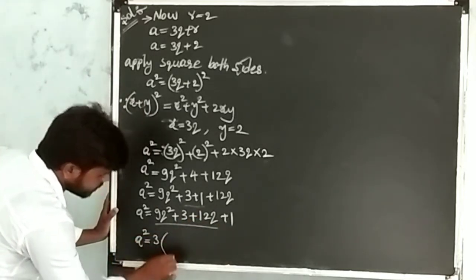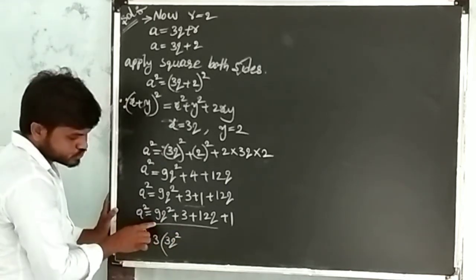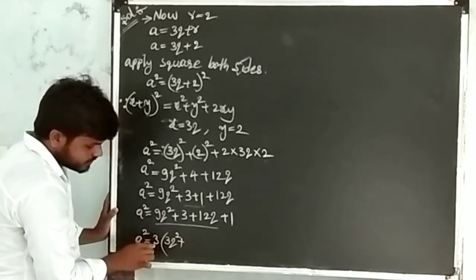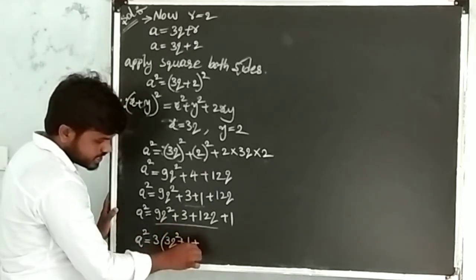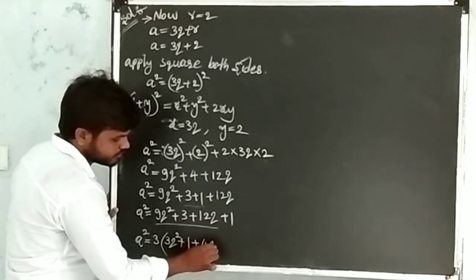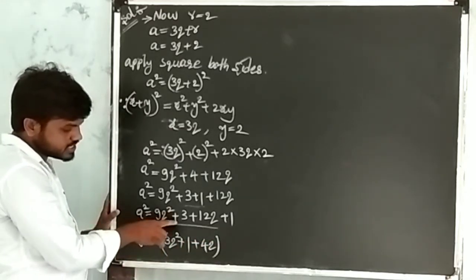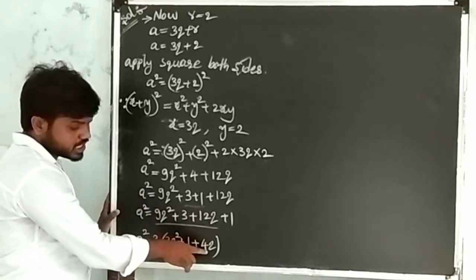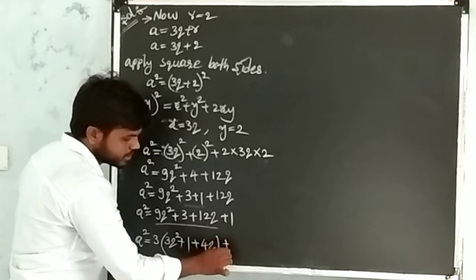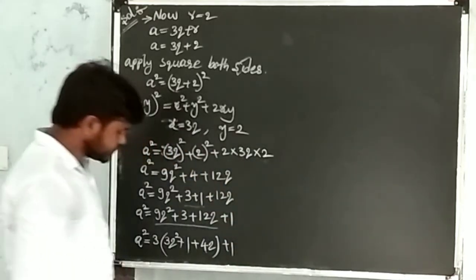See, when I take 3 outside, here what is left? 3q square left, plus here 1 left, plus here how much is left? 4q left, since in 12q, when I take 3 outside, 4q is left. Plus 1 I am writing as it is.